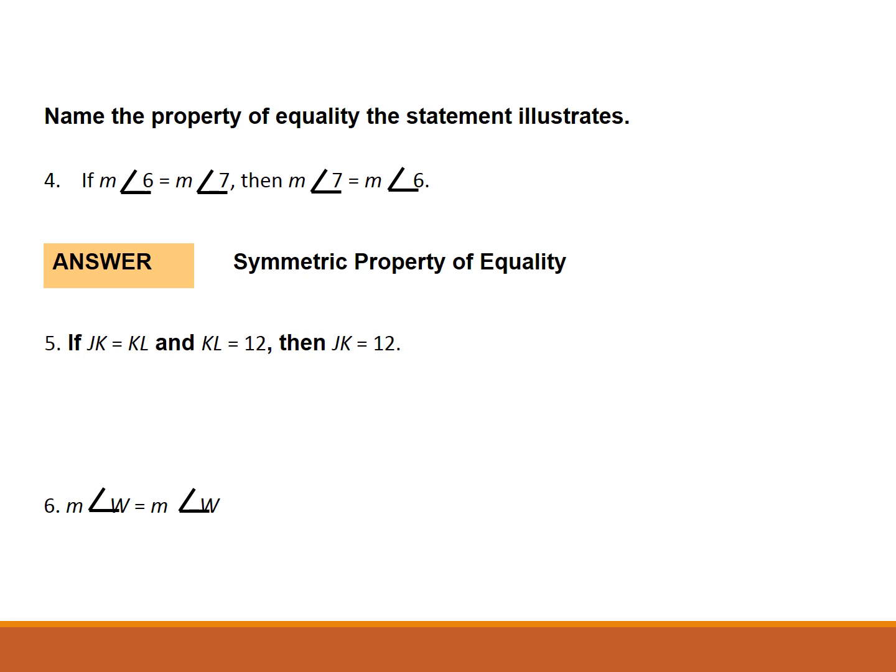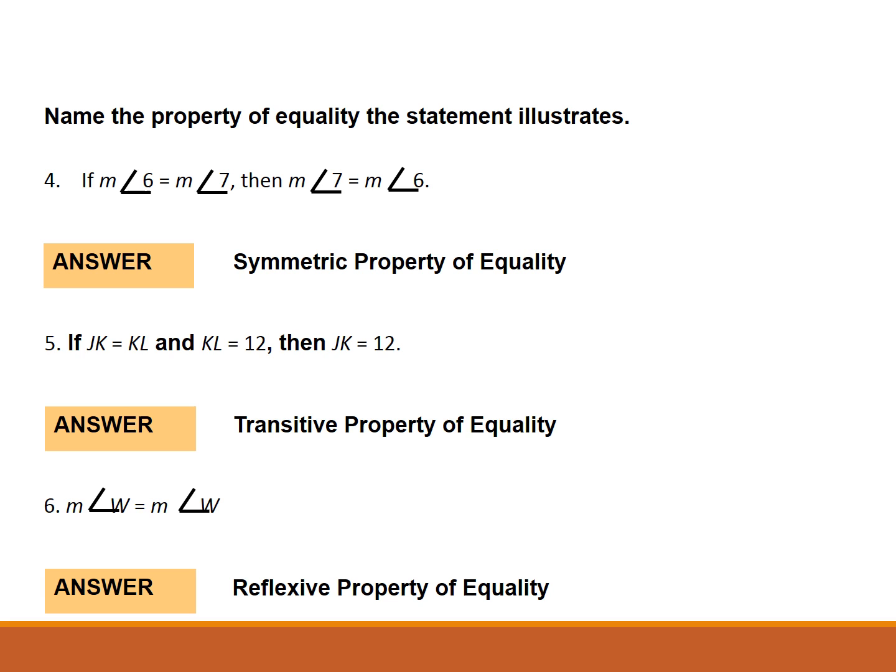Okay, now look at the next one. If JK equals KL and KL equals 12, then JK equals 12. Notice the first one has JK and KL. The second one has KL and something new, and then it goes from the original to the end. Transitive. Another way to tell transitive is that it always has 3 statements. Okay, the last one. Notice they both have angle W. Reflexive.